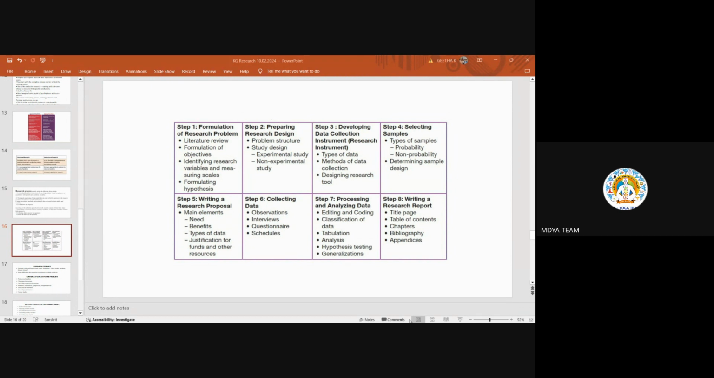So data collection is the stage. You will identify the research problem, and after identifying the research problem, you have formulated the research design and the methodology. Now you have also decided the instrument with which we are going to start the research. After deciding the instrument only, you are going to start the data collection. So the pre-data collection is the next step.